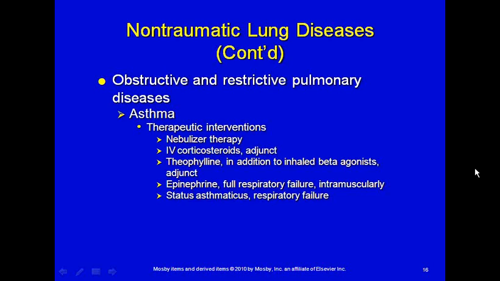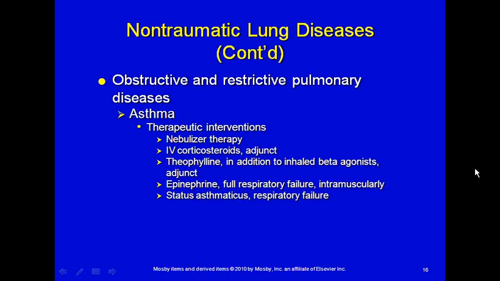If the patient is in severe distress, we can give some epinephrine IM, 0.3 to 0.5 milligrams of epinephrine intramuscularly, and they're doing other things with helium. There's just a wide variety of different interventions that are out there, but in EMS we're primarily limited to nebulizer therapy and then epinephrine for imminent respiratory failure.